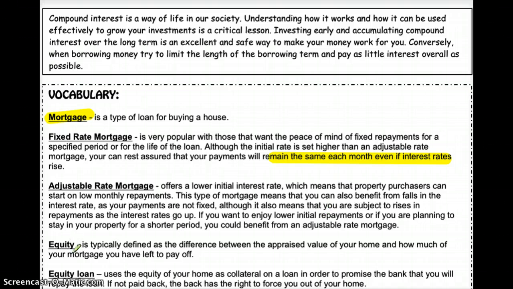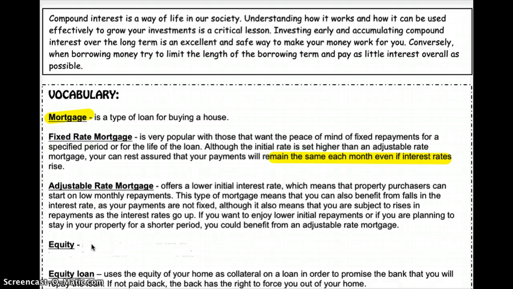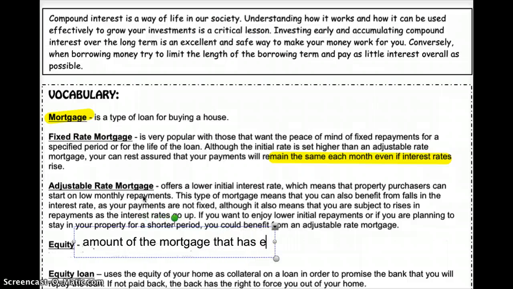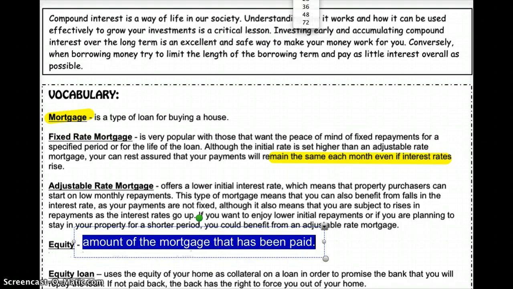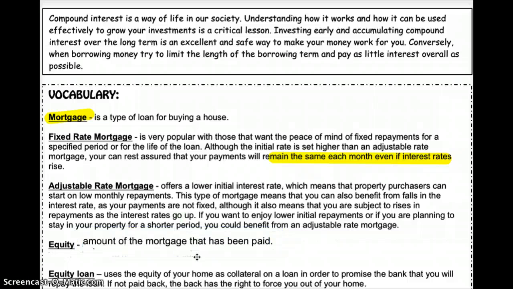Okay? Something else that we're going to come across in some of our questions is a word called equity. Actually, I want to change this definition on here. So we're going to define equity as the amount of the mortgage that has been paid. However much your parents have paid off the mortgage, that's how much equity they have in their home. I'd rather go with that definition. I think it's a little easier to understand.